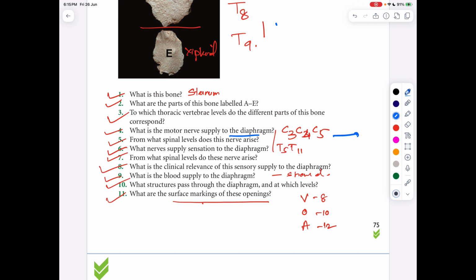Which are the arteries, what is the blood supply of the diaphragm? Superior and inferior phrenic arteries, musculophrenic arteries, and intercostal arteries. What passes through the diaphragm at which level? Vena cava, esophagus, and aorta.